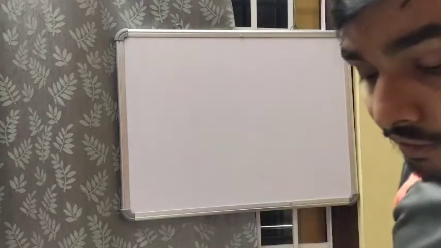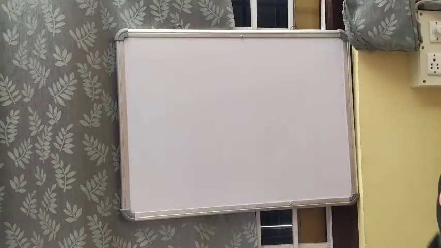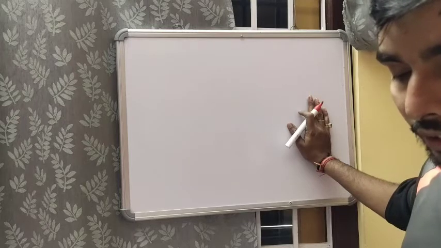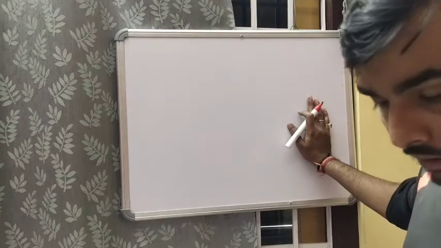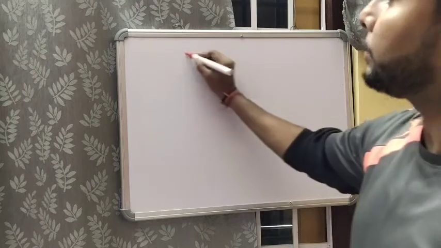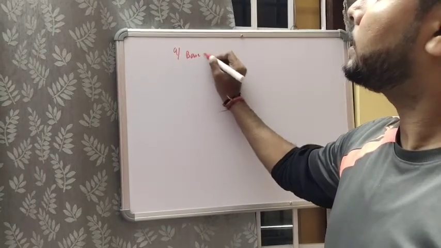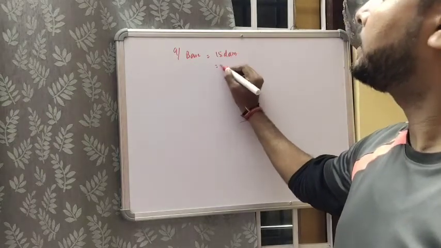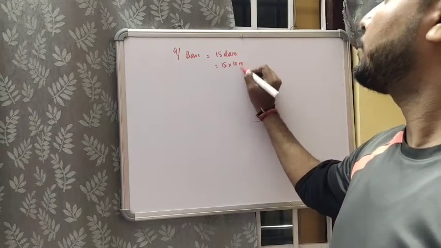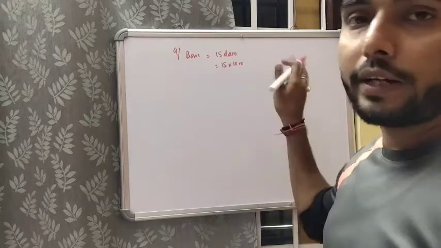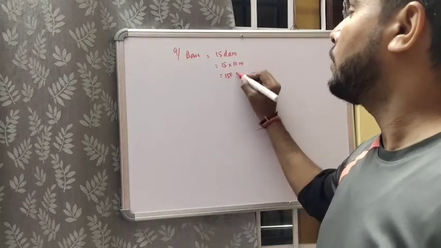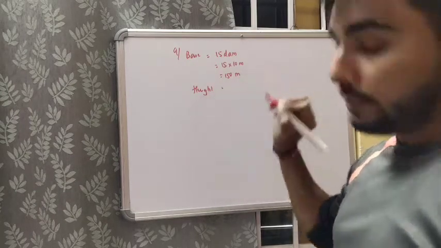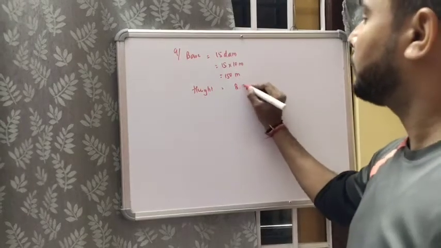Question number 10 says, a field in the form of a parallelogram has base 15 dam and altitude 8 dam. Find the cost of watering the field at 10 paise per square meter. So here you can see base is clearly given 15 dam. Dam means decameter. From decameter to meter, you have to move one step right, so you multiply 15 into 10, which is 150 meter.